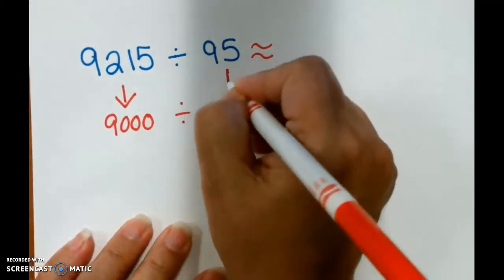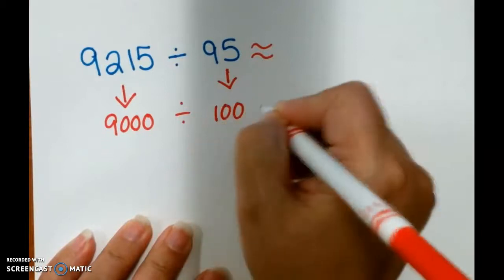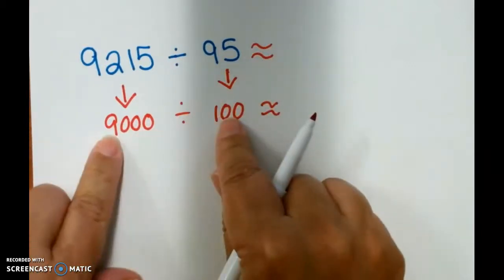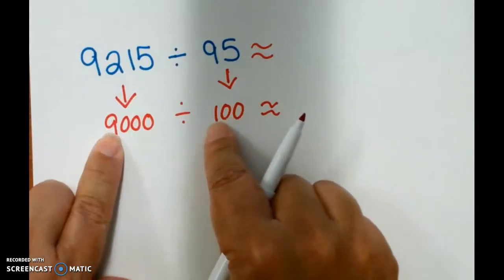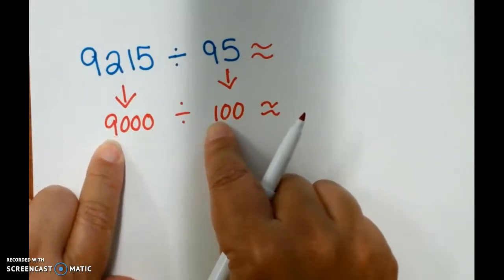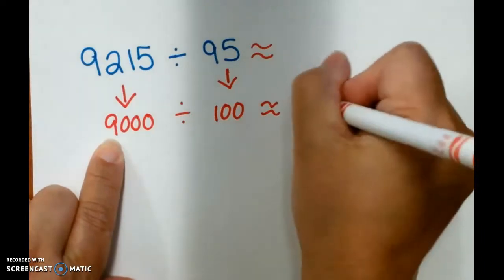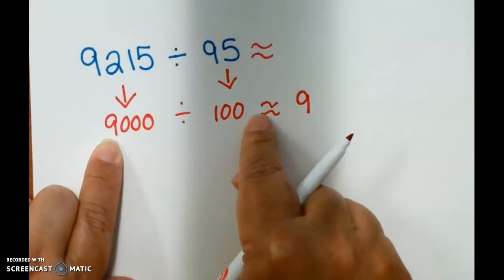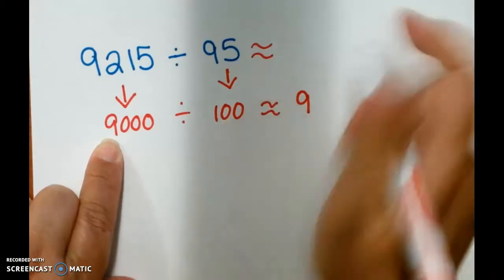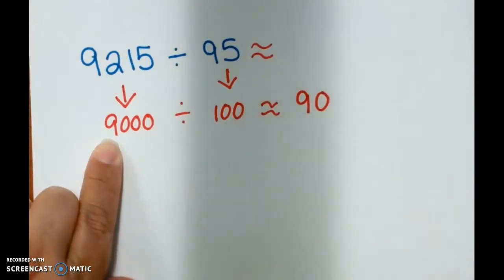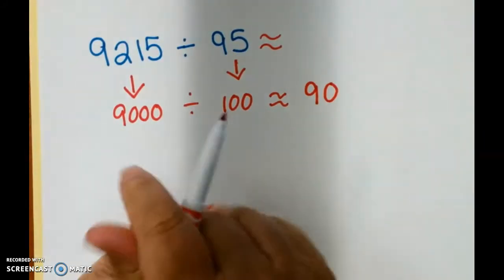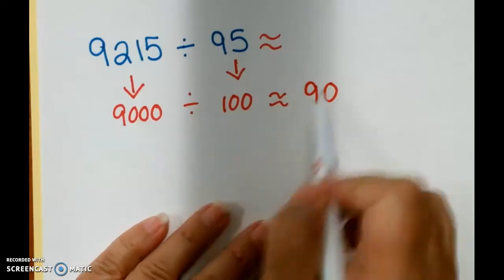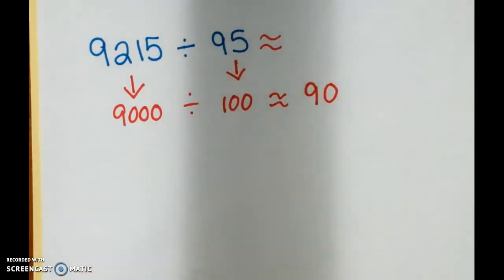So if I round 95 to 100, then 9 divided by 1 is 9, and thousands divided by hundreds is tens. So 9,215 divided by 95, if I estimate that, it would be about 90.